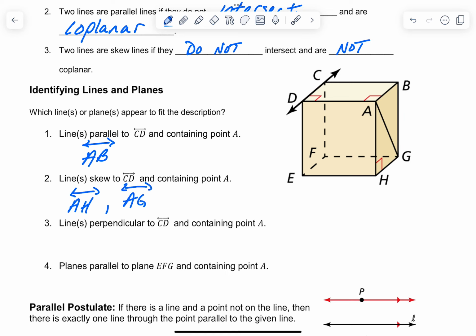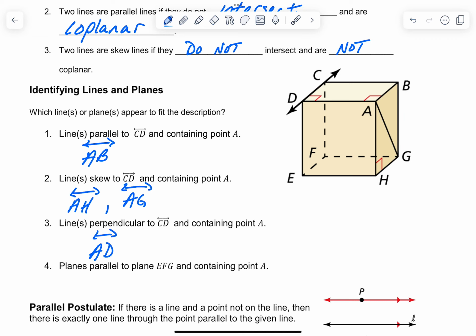Number three, lines perpendicular to CD and containing point A. Perpendicular means they meet or cross at 90 degrees. So CD is here, and I've got my 90 degrees there, so I know that this is perpendicular, and that line would be AD. That is the only line perpendicular that contains point A.